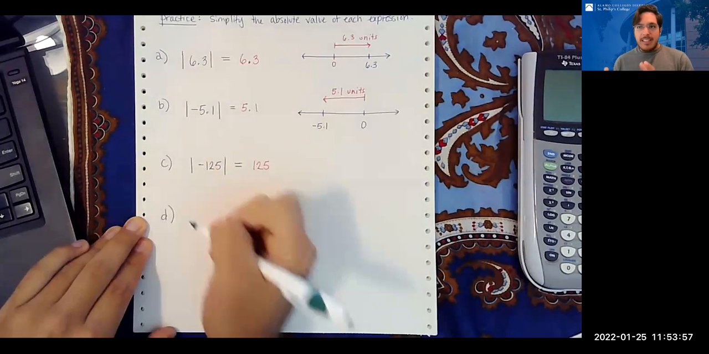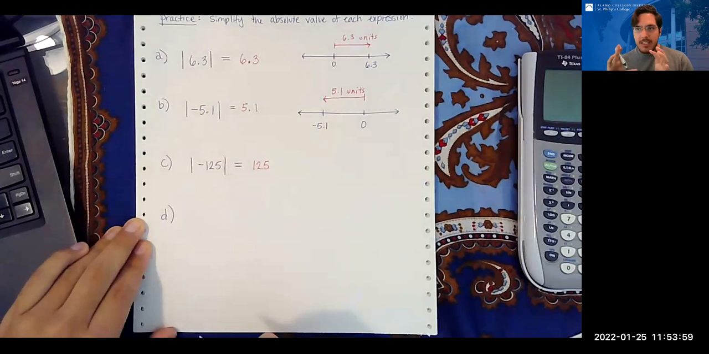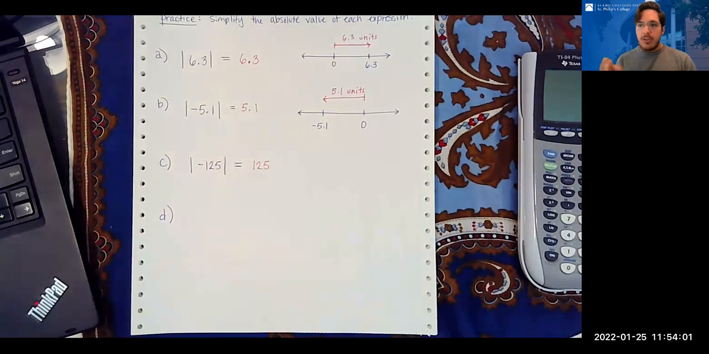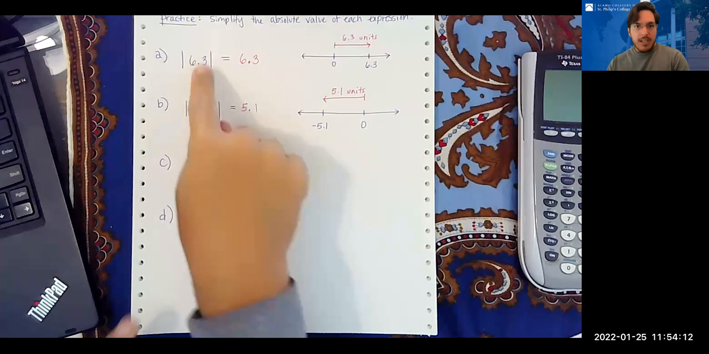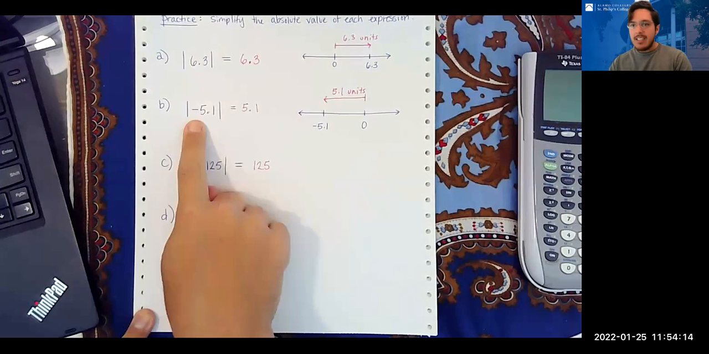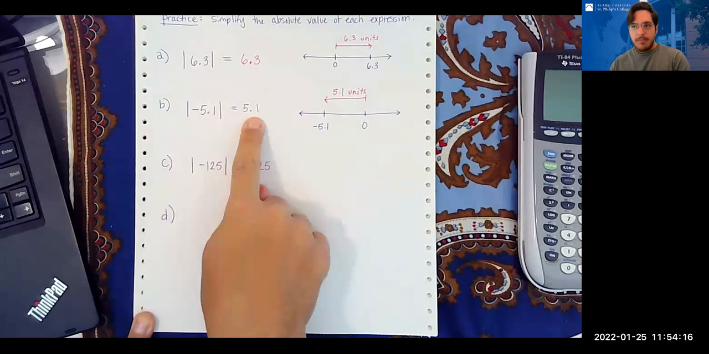So you can think about it like this. The absolute value is like a machine that's just asking you to return the distance from 0. Or in other words, if it's a positive, just spit out that positive number. If it's a negative, just spit out the positive number. So it's always asking you to spit out that positive number.